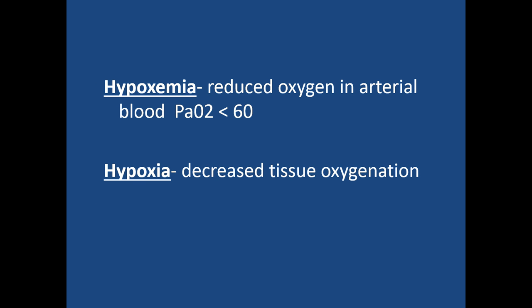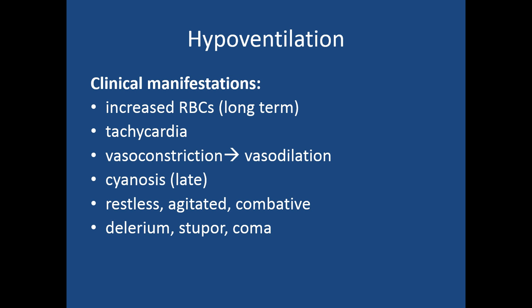We know that hypoxemia is reduced oxygen in the blood, and hypoxia is decreased tissue oxygenation, which is a problem that hypoxemia leads to. And we know without oxygen, our tissues can't make energy, and they start to dysfunction. So our symptoms of hypoventilation often connect to that lack of oxygen.